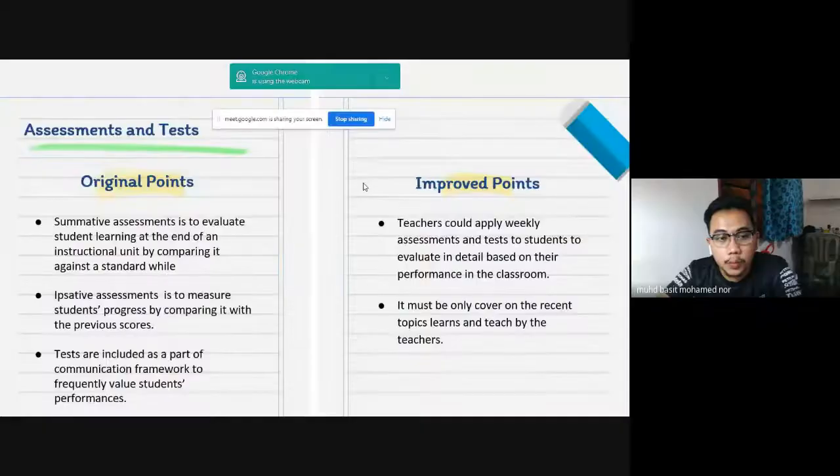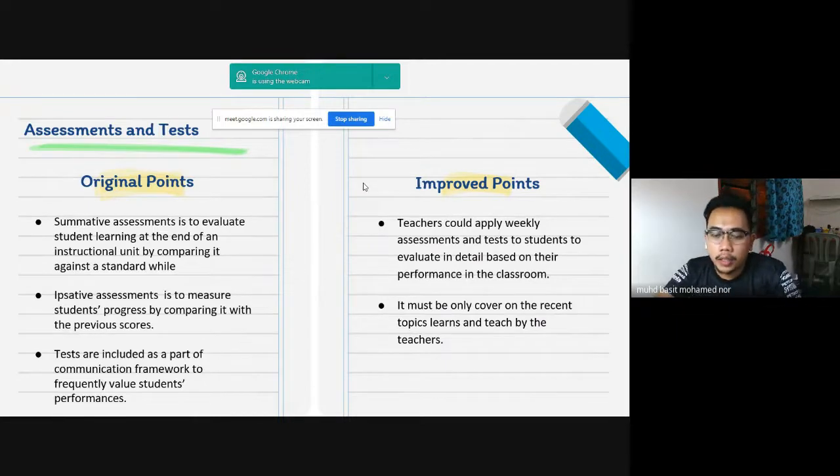Measure students' progress by comparing it with the previous course, and teachers are included as a part of the communication framework to frequently value students' performance. But for the improvements, I think that the teachers could apply weekly assessments and tests to students to evaluate in detail based on their performance in the classroom.